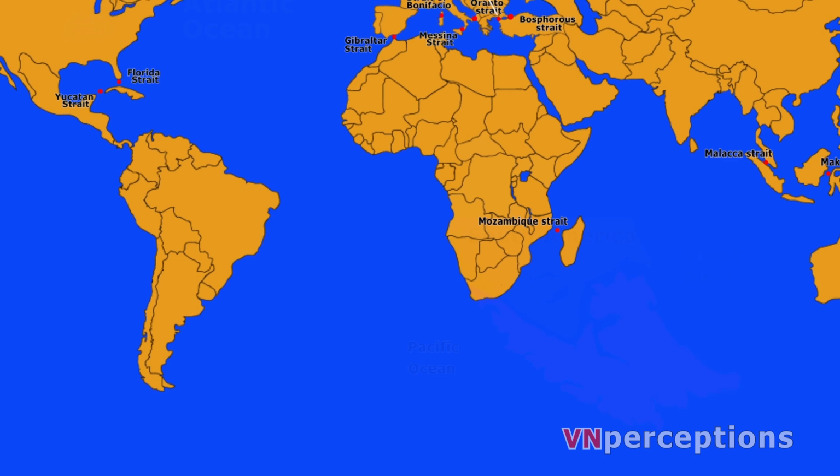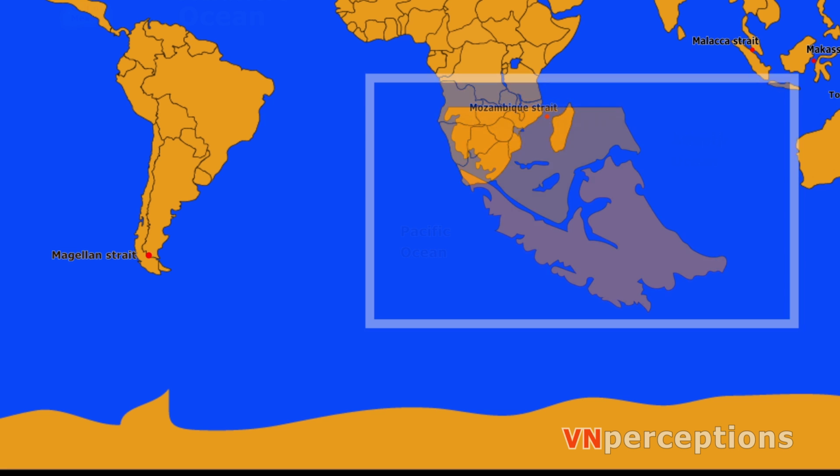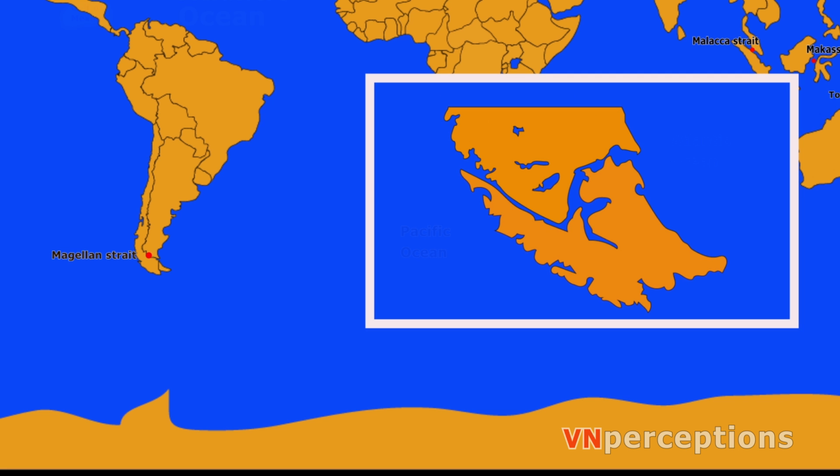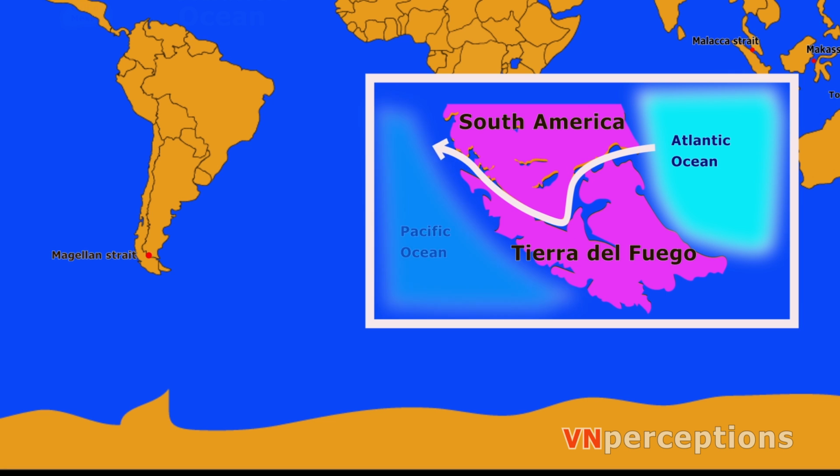Coming to South America. Next one is the Strait of Magellan. It is also called the Straits of Magellan. It is a navigable sea route separating the mainland, that is South America, to the north and Tierra del Fuego to the south. The strait is the most important natural passage between the Atlantic and Pacific.